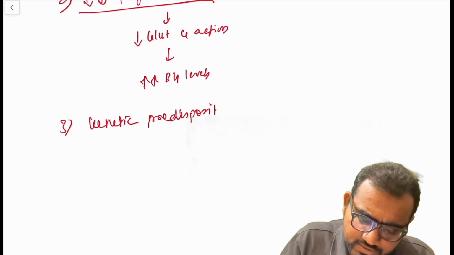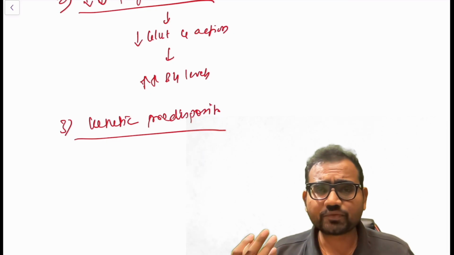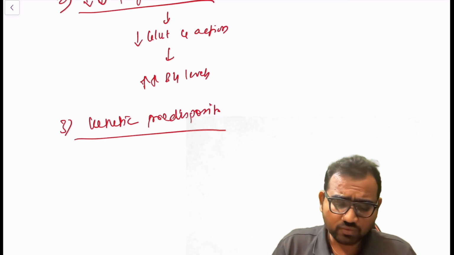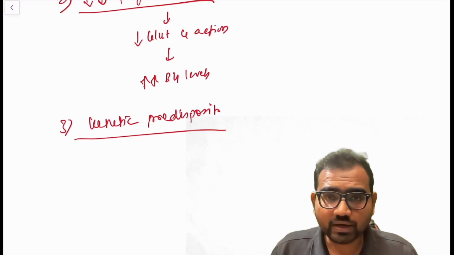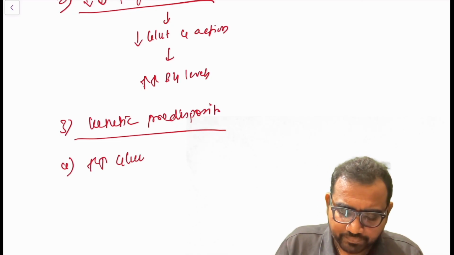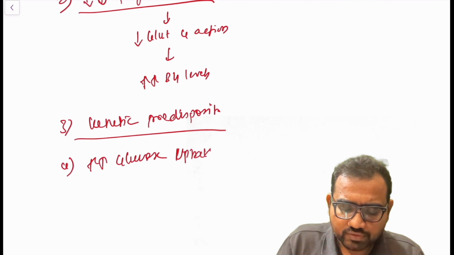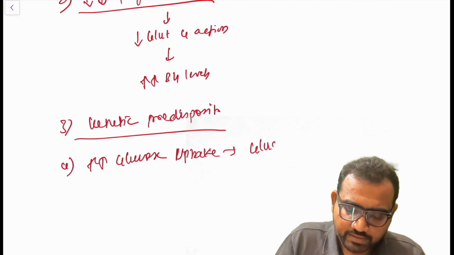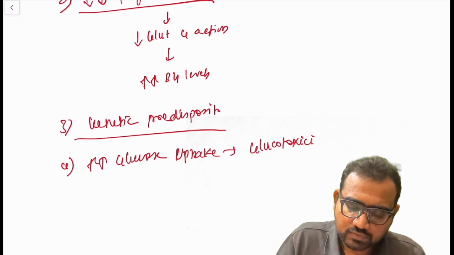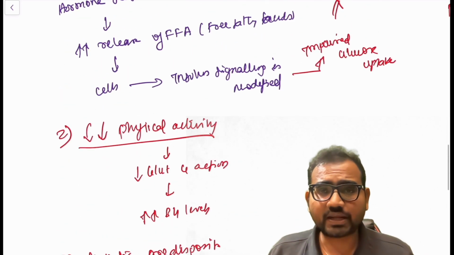With genetic predisposition, these patients will have a family history of type 2 diabetes mellitus. So these patients are highly prone to type 2 diabetes mellitus, and increased glucose uptake or food intake will lead to glucotoxicity. So these are the few causes of diabetes mellitus type 2.